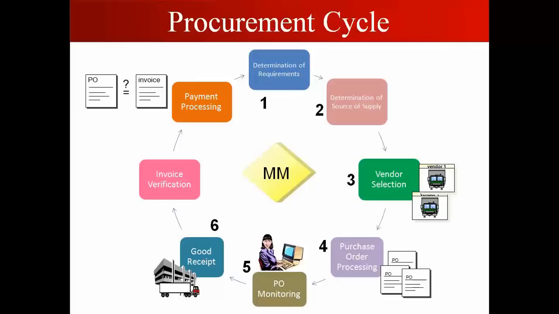Okay, then the next step will be invoice verification, number 7. Once we receive the goods at number 6, number 7 will create an invoice. That means we have received the goods, now we need to pay the vendor. So for that, we'll create an invoice in the system.